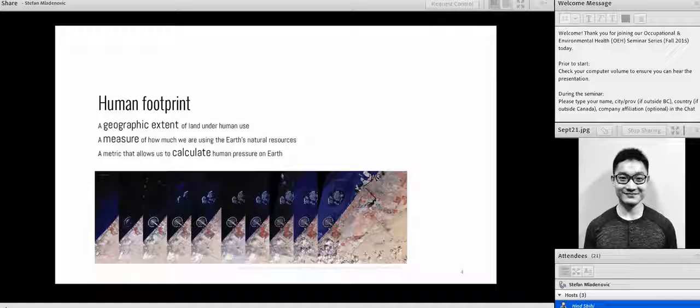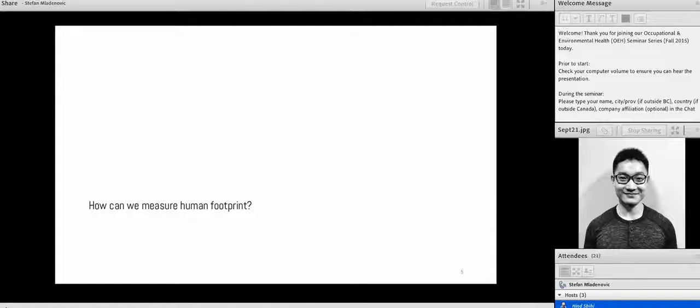So this is a typical example of remote sensing. And remote sensing is how we measure human footprint. It is not a model, it's a direct measurement of our impact.